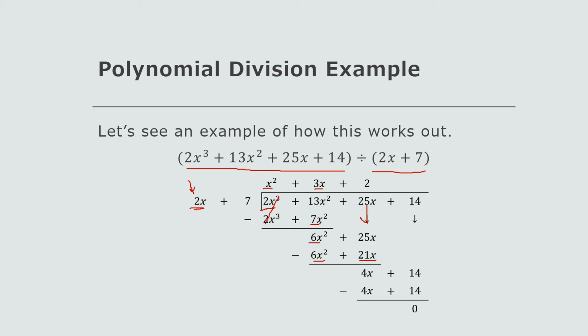Oh, I forgot, I have to pull down the 25x. So then I subtract again. These cancel. 25x minus 21x gives me 4x. And then I'm going to pull down the 14, and I repeat the process one more time. What do I need to multiply by 2x to give me 4x? Well, it would just be positive 2. So positive 2 times 2x gives me 4x, and positive 2 times 7 gives me 14. Well, look at that. It matched, which means I'm left with a remainder of 0. So my final answer here is x squared plus 3x plus 2.